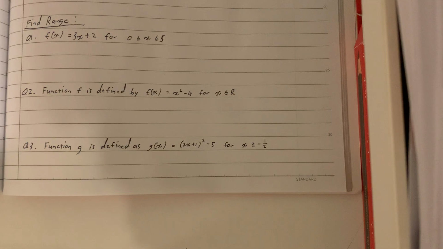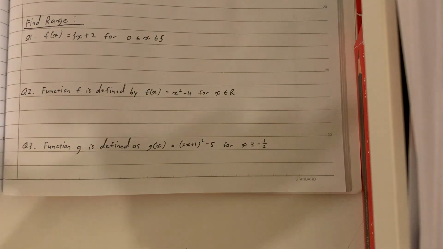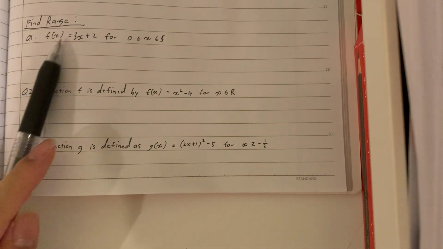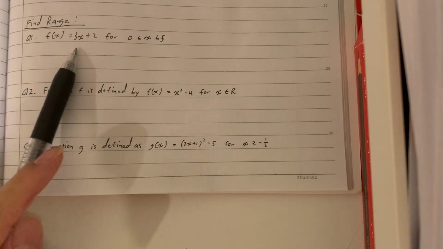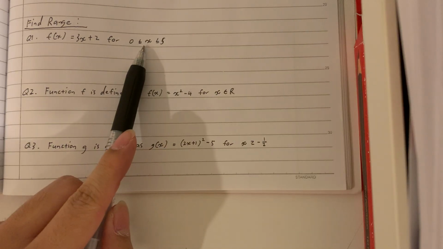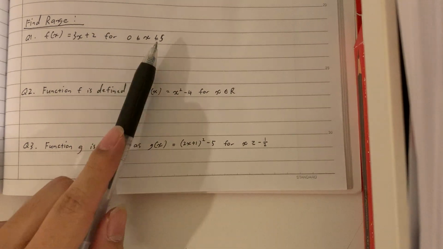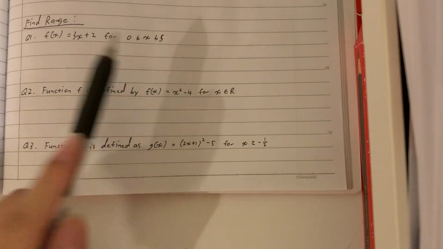Today I'll be teaching about functions, specifically domains and ranges, on finding the range based on the domain given. Okay, let's start. So this is your function given, f(x) equals 3x plus 2. For this is your domain, right? So your x value must be between 0 and 5 and can be 0 and 5.